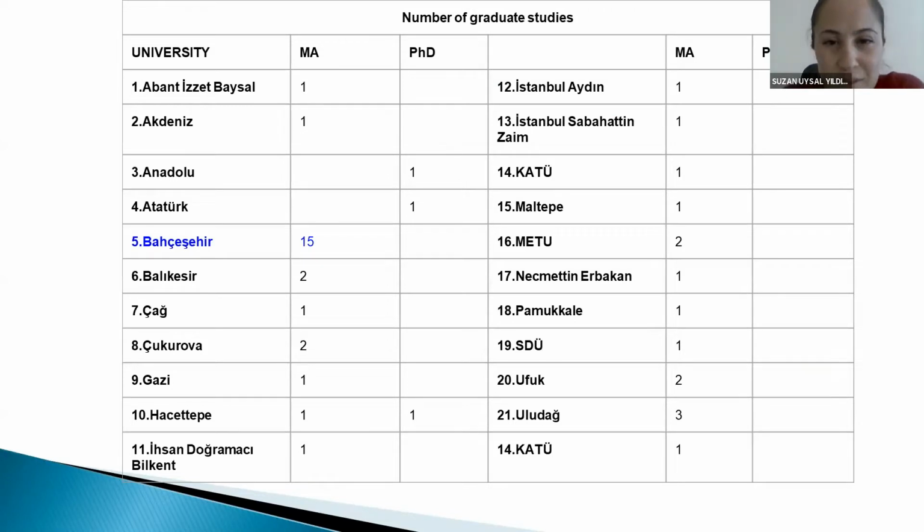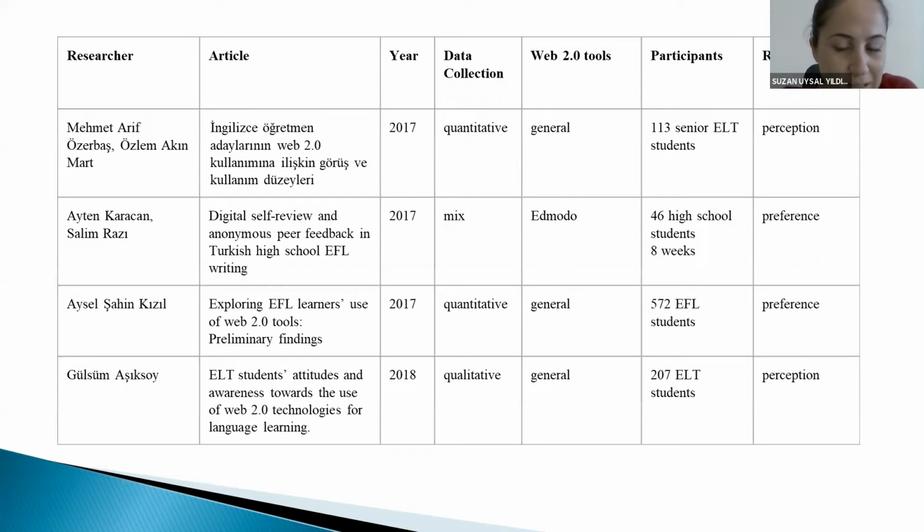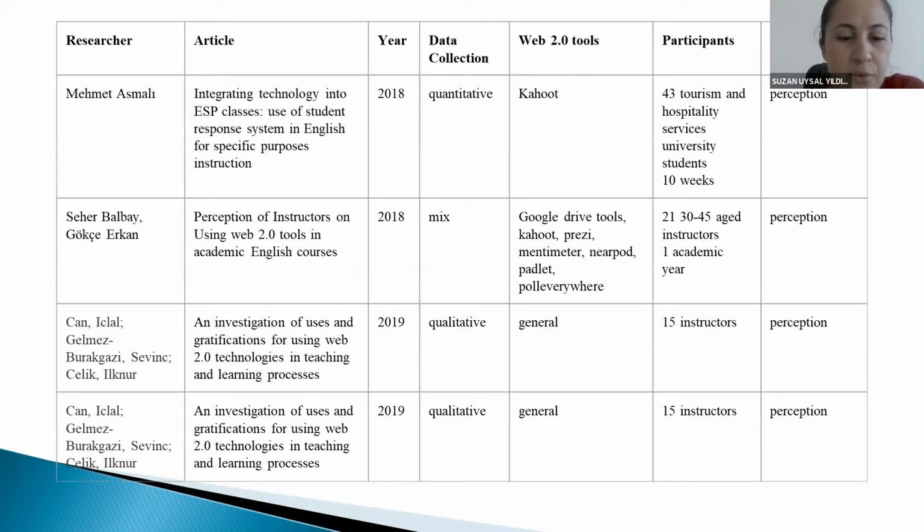I think this chart is really interesting. When we have a look at the universities, it seems like the Web 2.0 tools were scattered through the universities, but especially Bahçeşehir University has made 15 studies about this topic. And these are the articles. We have also analyzed the articles. We looked at the web tools, results, sample, years. There are 14 articles.